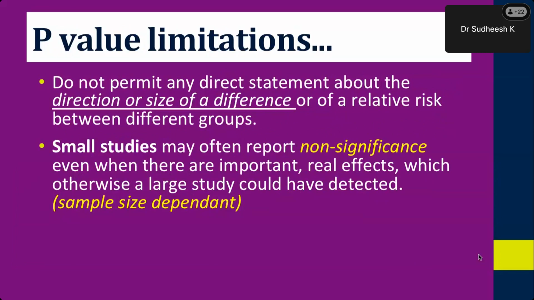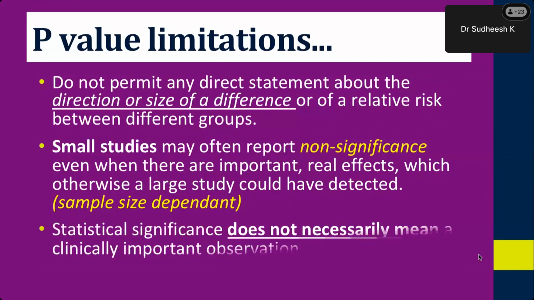What are the limitations of the p-value? It doesn't permit any direct statement about the direction or size of a difference, or the relative risk between the two groups. Small studies may often report non-significance even when there are important real effects which a large study would have detected. Therefore, it is highly sample size dependent. And finally, statistical significance does not necessarily mean a clinically significant observation. Sometimes the values might be statistically significant, but fail to show clinical significance.